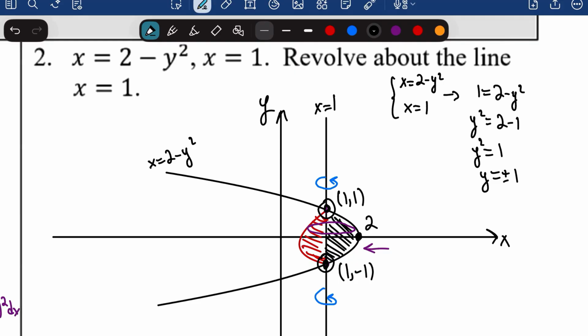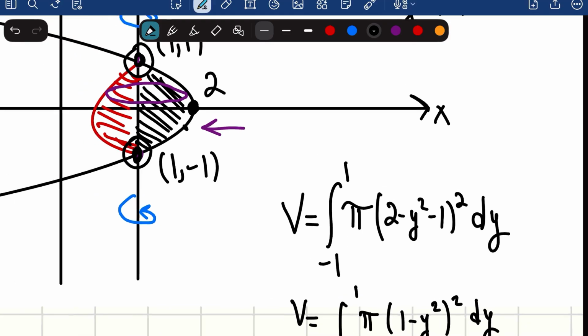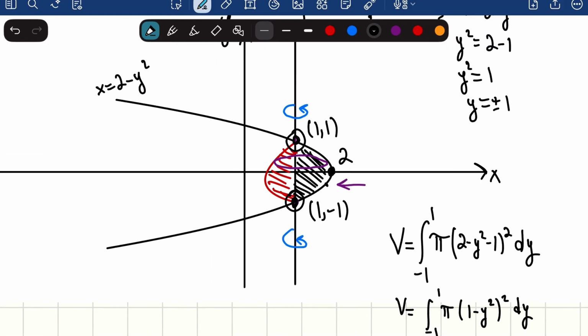Now, the volume is going to be from negative 1 to 1 according to the bounds of y, pi. The radius function is first going to be touching this function over here, which is 2 minus y squared, and then it's going to continue forward and touch x is equal to 1, so minus 1, all of it to the power of 2 dy. Over here, 2 minus 1 is going to be 1. So the volume is the integral from negative 1 to 1 of pi times 1 minus y squared, squared, dy. Okay, yeah, that's the question.